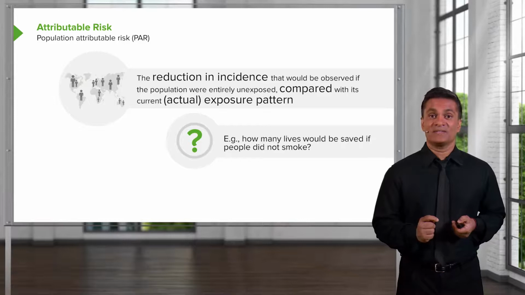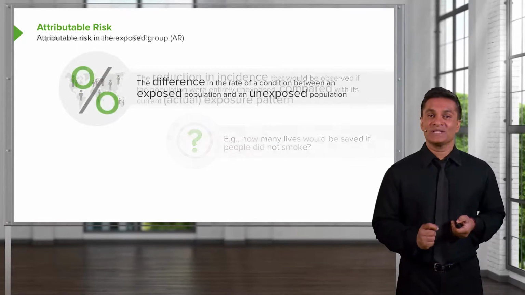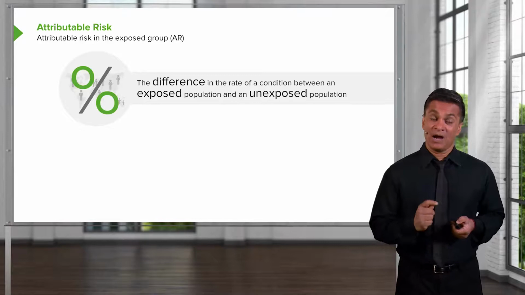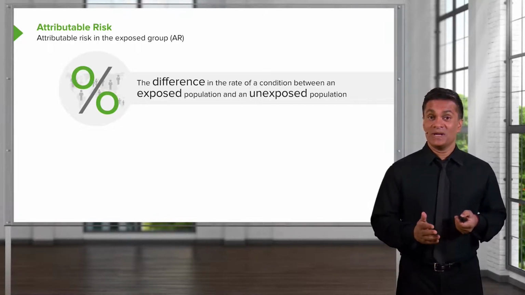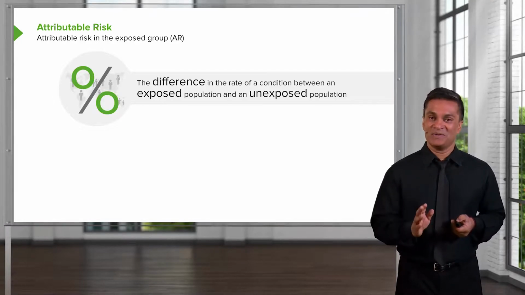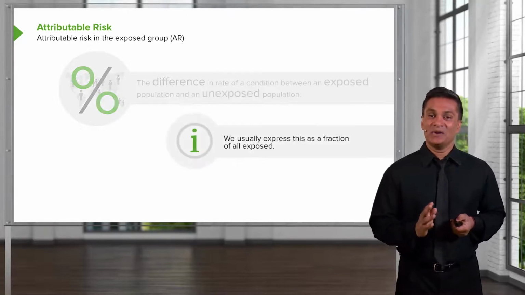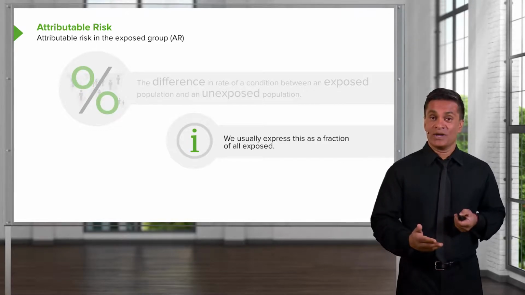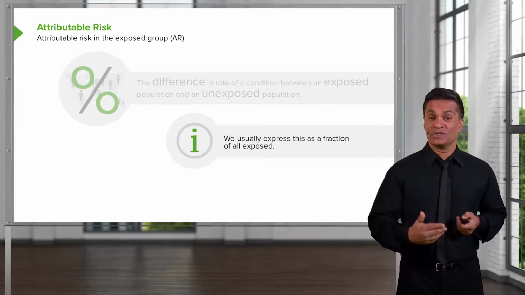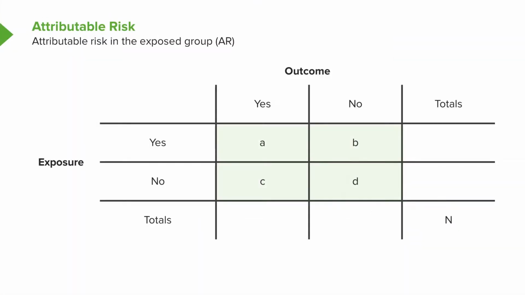On the other hand, we have something called the attributable risk in the exposed group. Now, the population attributable risk we often call the PAR. The attributable risk in the exposed group is called the AR. Now, the AR is the difference in the rate of an outcome between the exposed and the unexposed population. I know, it sounds complicated. When we do the math, I think it'll be a little clearer. In other words, the AR is a fraction of how much of an outcome we can say is attributable to a certain exposure. Let's start by examining the attributable risk in the exposed group, or the AR.